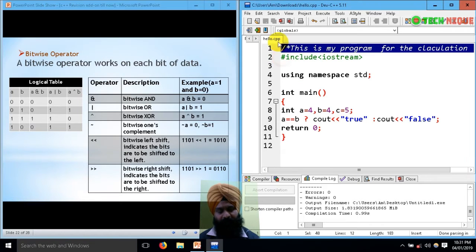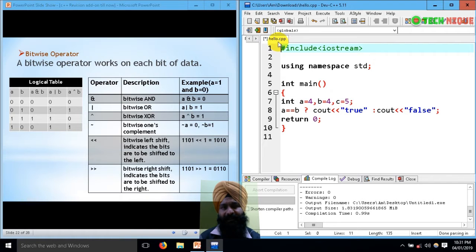The bitwise operator works on the basic level, in other words, at the storage level. Before learning the bitwise operator, we should know how your computer is going to store your values. If I take the example of int a, b and c, the computer converts these decimal values to binary values, and whenever you store a negative value, it is stored in two's complement.